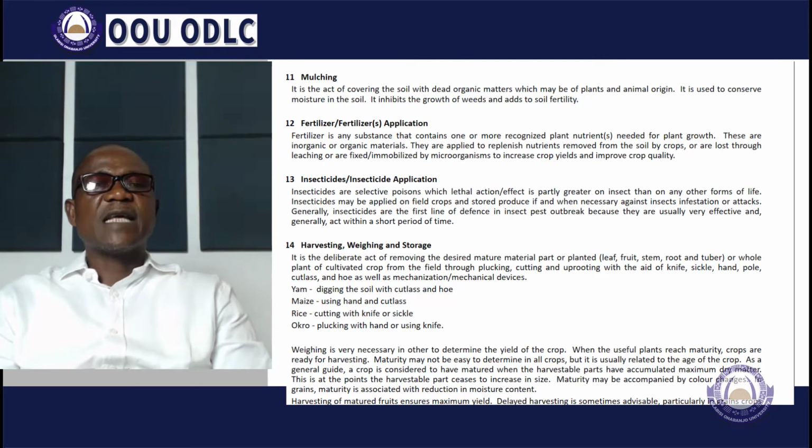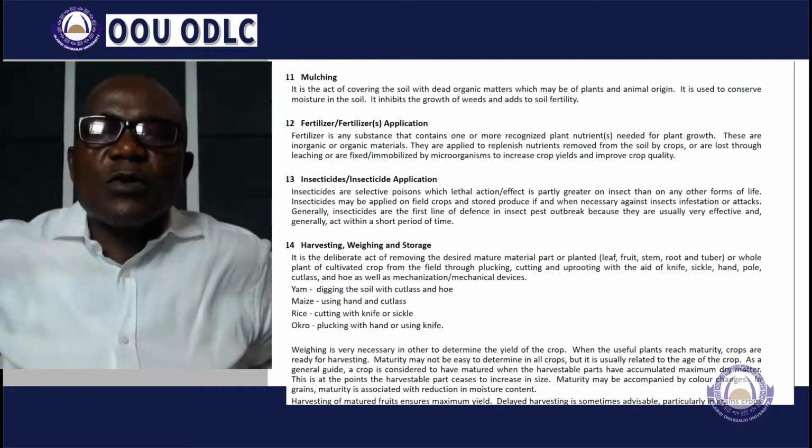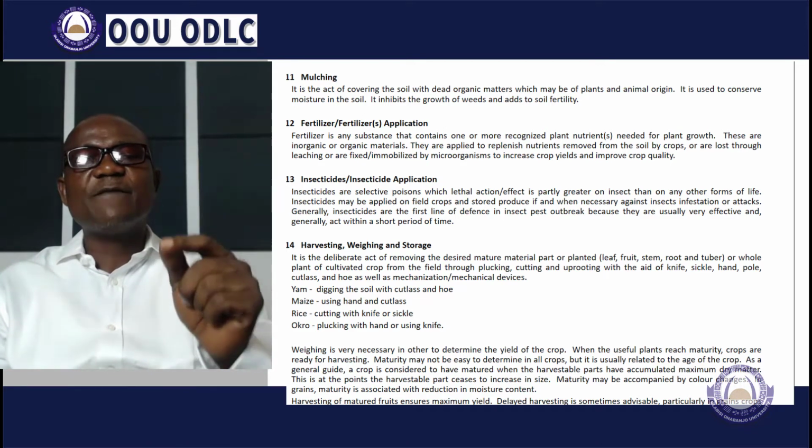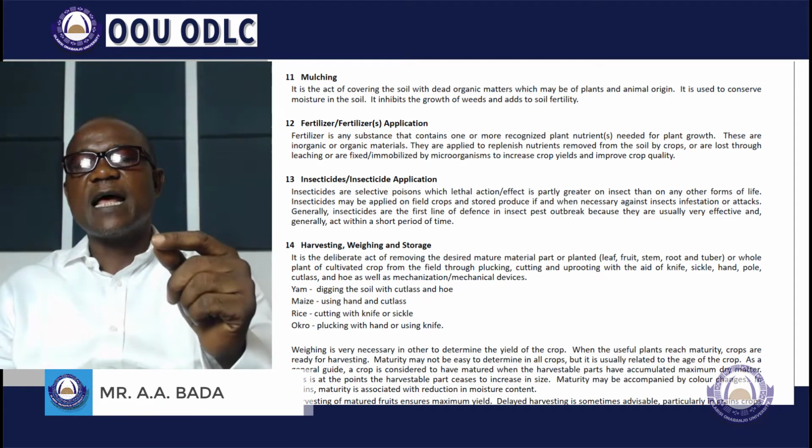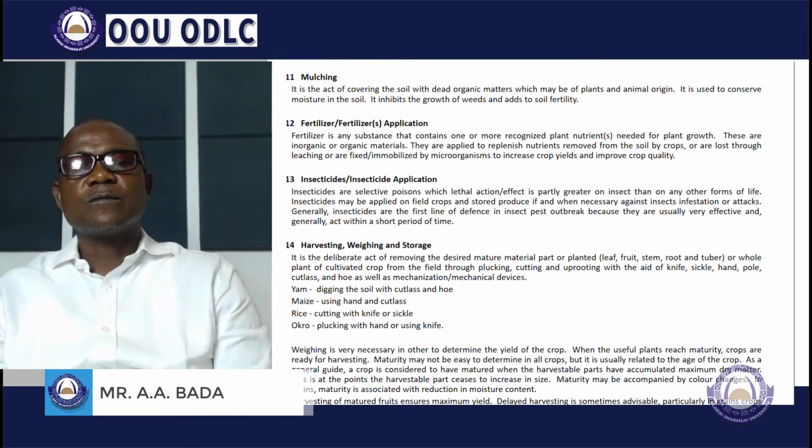Mulching. It is the act of covering the soil with dead organic matter, which may be of plant and animal origin. It is used to conserve moisture in the soil. It inhibits the growth of weeds and adds to soil fertility.